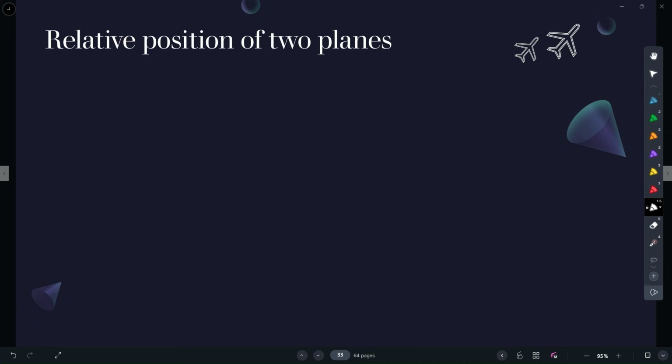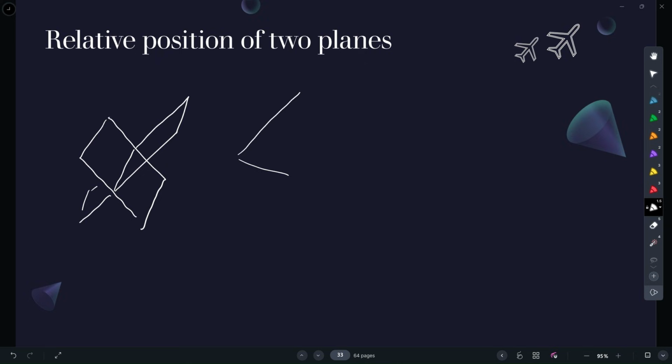Now, if I have 2 planes, what are the possible relative positions of 2 planes? The usual position is that 2 planes will intersect at some line. So planes that look like this, and they just intersect. We could also have 2 planes that are parallel. So I can have planes that are exactly parallel. And then I can have 2 planes that are exactly the same plane.